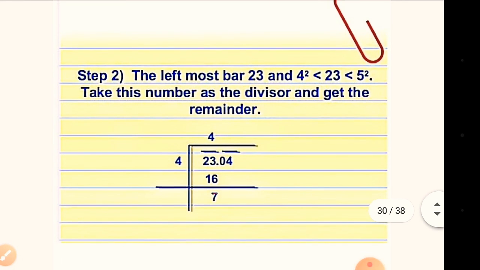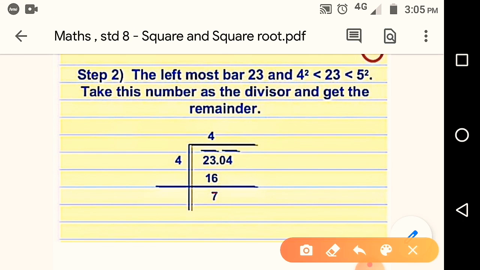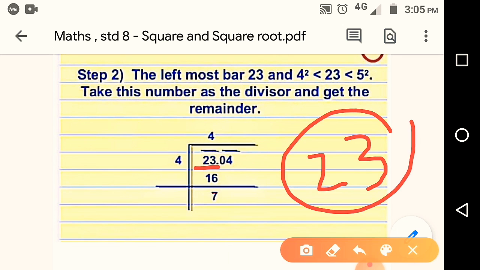the leftmost bar, 23. So now we have to start like this. Take this number as the divisor and get the remainder. Now we have to see both numbers together. 23 is given, so you have to take a number which is a square number. So around 23, is there any square number? You need to think that way. You can take only square numbers, not any number. This is not simple division.